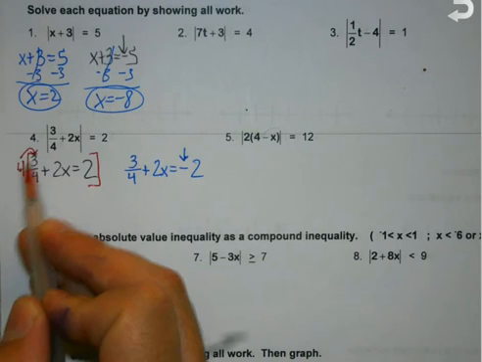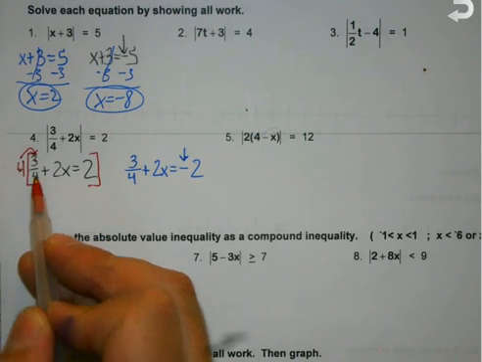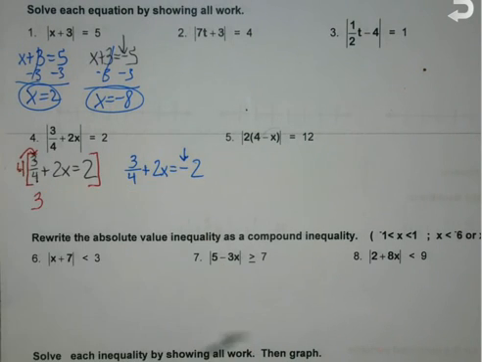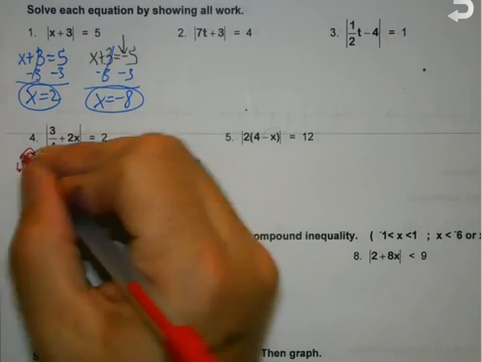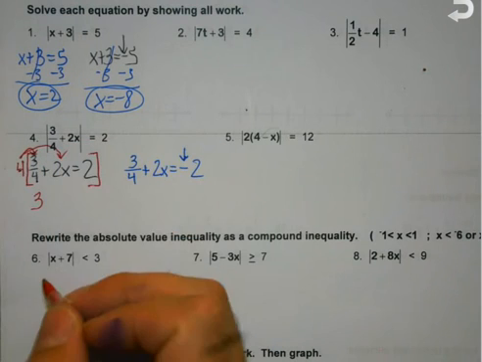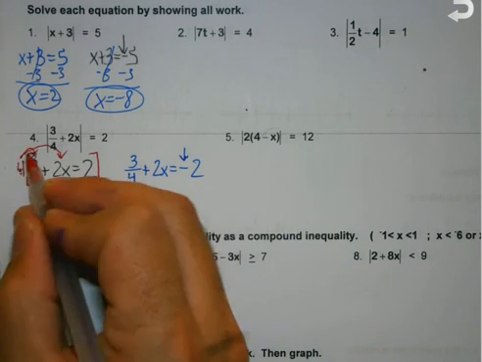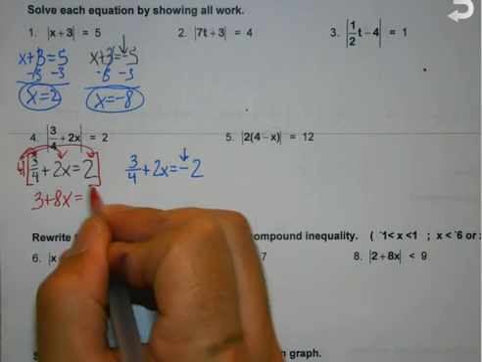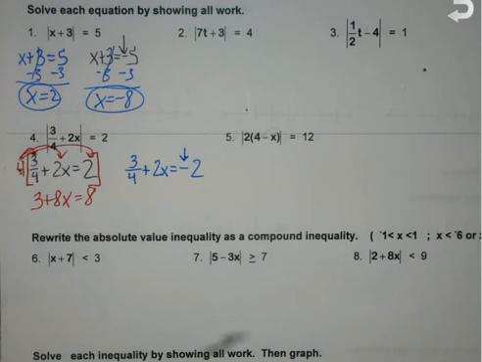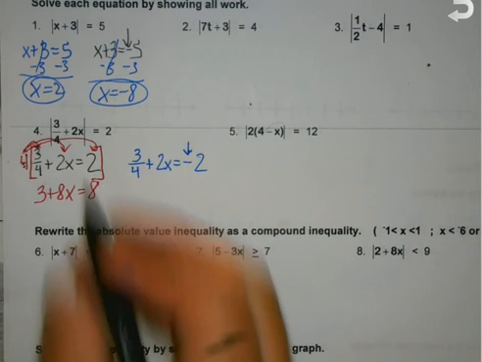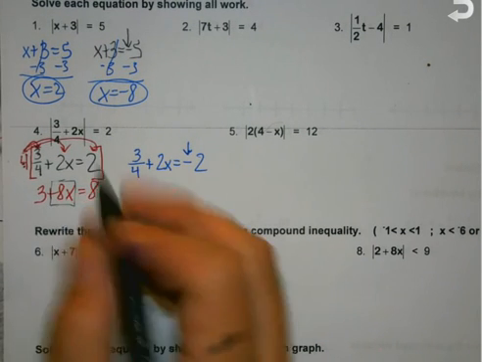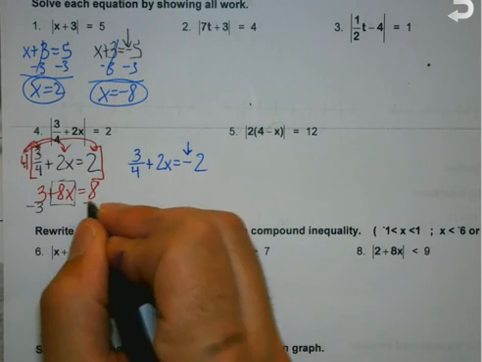So 4 times 3 is 12. Divided by 4 would just be plain old 3. So that fraction's gone. But then I've got to make sure I multiply it all the way through. 4 times 2x is 8x. 4 times 2 is plain old 8. And now I solve what's left. And I can get fractions for answers. That's not a bad thing. So I get that guy situated.